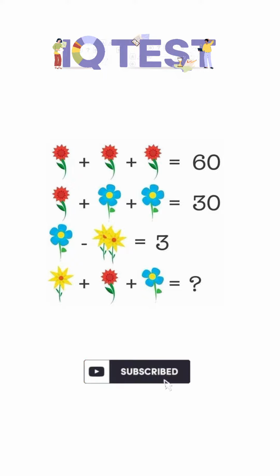So the red flower is 20. What are you getting for the blue? So if the blue flower is 5, okay? So the blue flower is 5, okay? I agree with that one. The blue is 5.